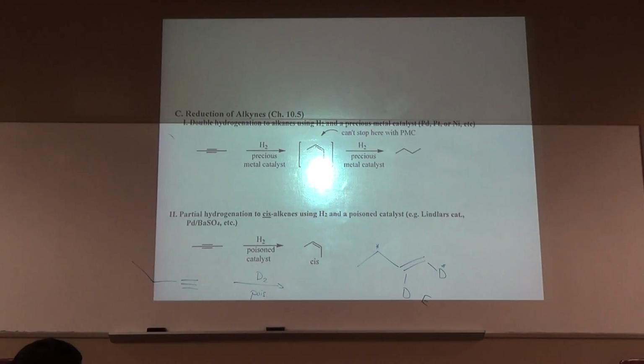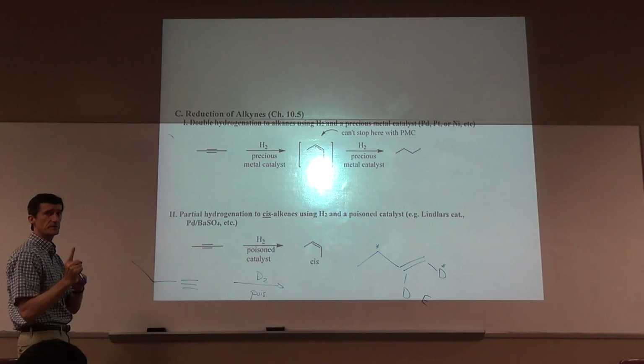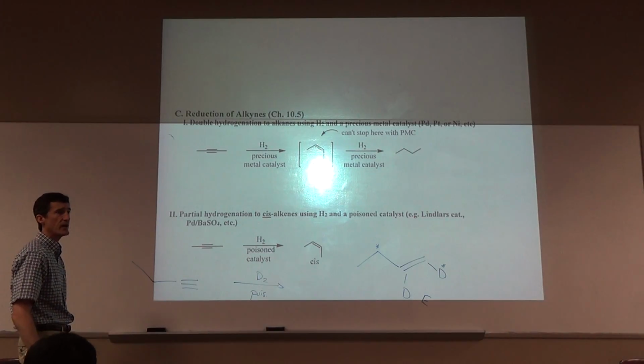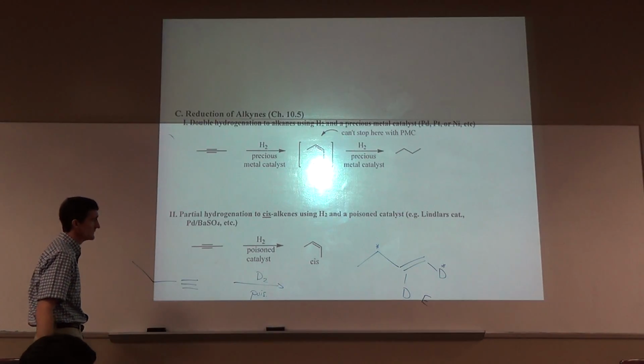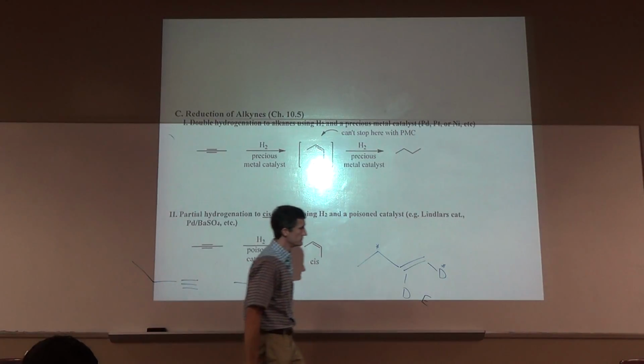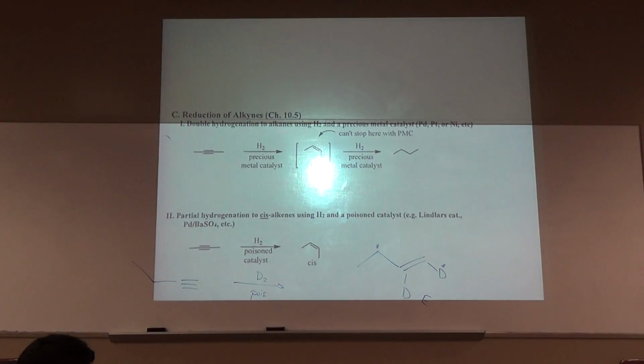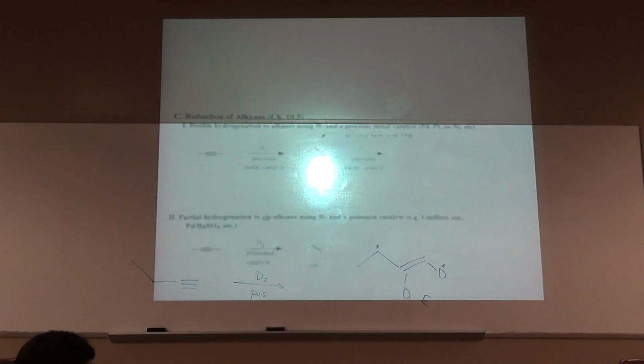Deuterium is an isotope of hydrogen, but the atomic number is the same. But the atomic mass, if the atomic number is the same, you use the atomic mass. And your higher isotope will take priority. So we can hydrogenate to a cis alkene using a poison catalyst. If you use a regular catalyst, you're going to go all the way to the alkane.